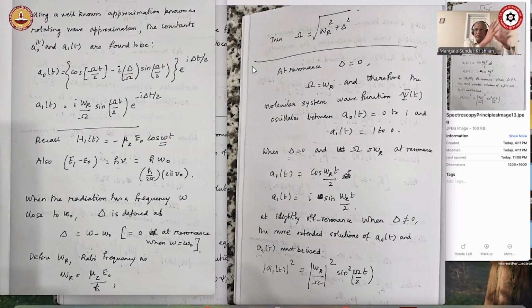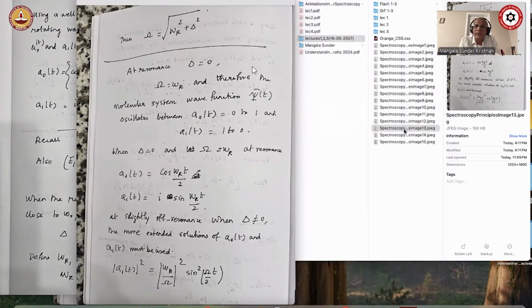So that remains fixed. Now, suppose this omega, which is the square root of omega r square plus delta square, is different from omega r. You see that it oscillates with a different frequency. It doesn't oscillate at the Rabi frequency. It's different. So how does the whole thing look? Beautifully done in the next graph that you can see here.